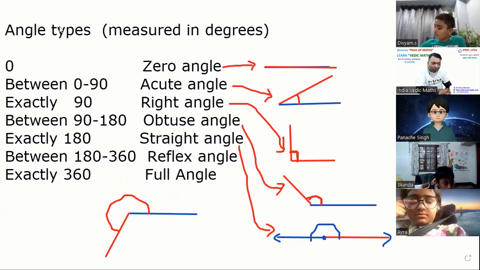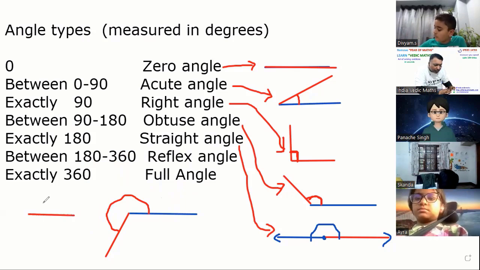Finally, the full angle also looks like a zero angle. When you start from here and complete the full circle, that is a full angle. This is a full angle.